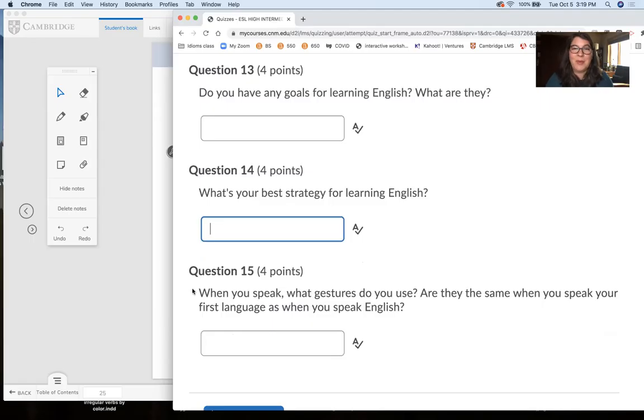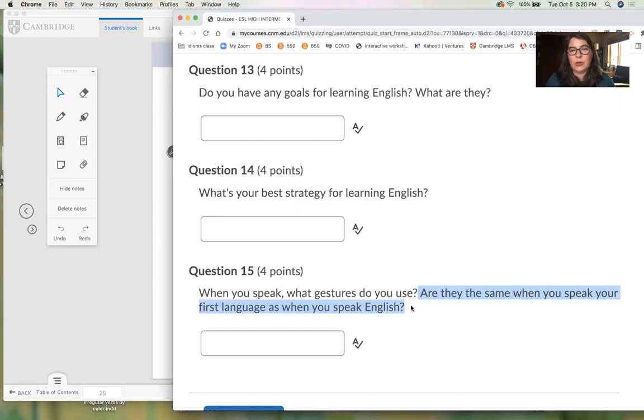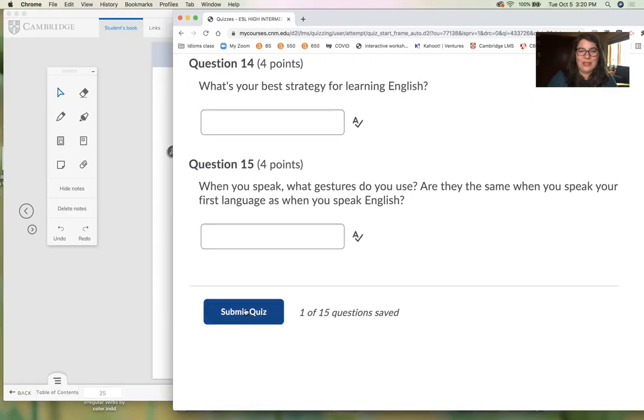And then think about this. When you speak, what gestures do you use? Gestures. And are they the same when you speak your first language as when you speak English? I think people have different gestures in their first language and second language, but I'm not sure. So tell me, or maybe you say, I use a lot of gestures, or you say, I don't use gestures. Just tell me how you speak with your hands. Tell me how you speak with your hands, okay? And when you finish, just hit submit.